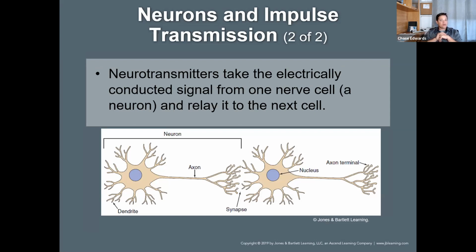Neurotransmitters take the electrically conducted signal from one neuron and relay it to the next cell. Nerve cells respond to these signals by firing or not firing. If you're following along in your book, table 19-1 summarizes the structures of the nervous system and their functions.